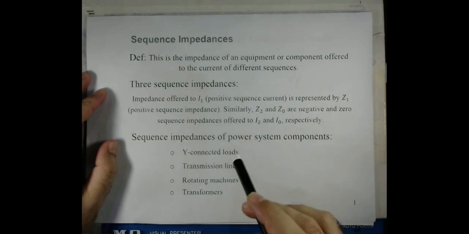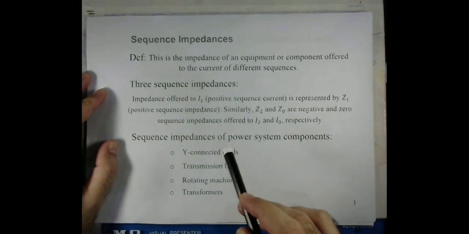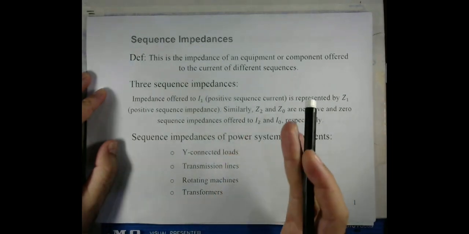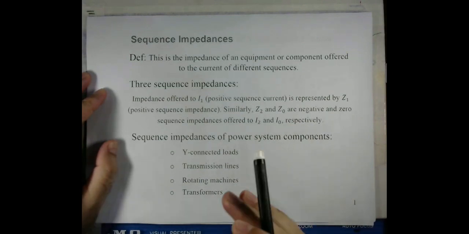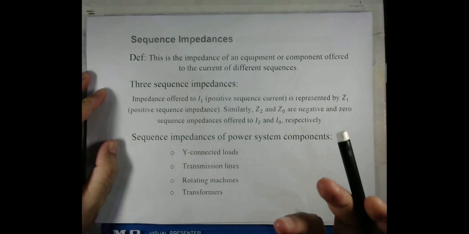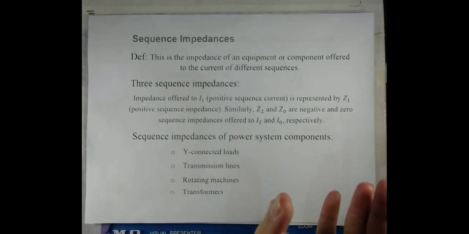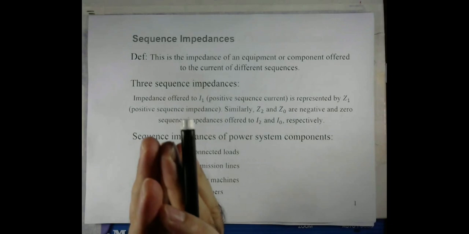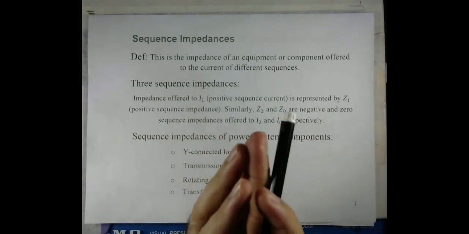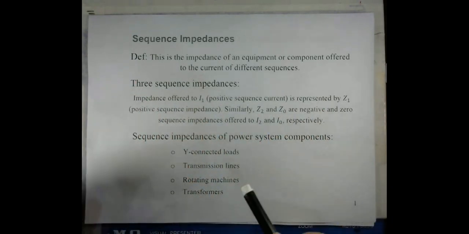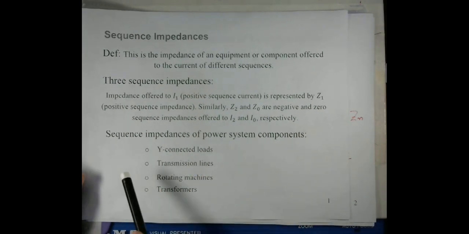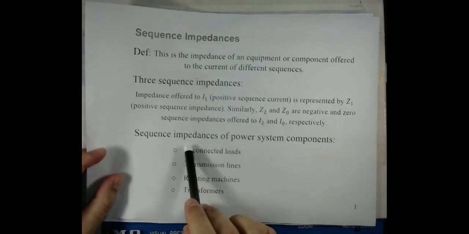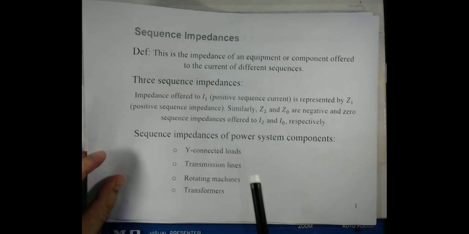So in the beginning I made the definition that sequence impedances are basically impedances that are offered to the sequence currents, and we have sequence currents, sequence impedances, and obviously sequence voltages. So together these constitute the networks. So we started the discussion with the definition, and then afterwards we discussed the sequence networks of the Y connected loads.